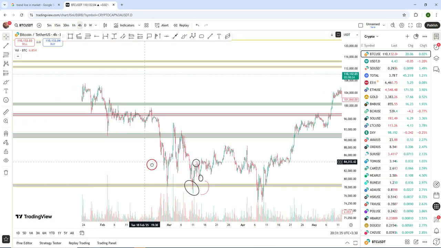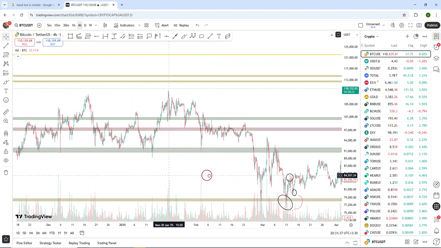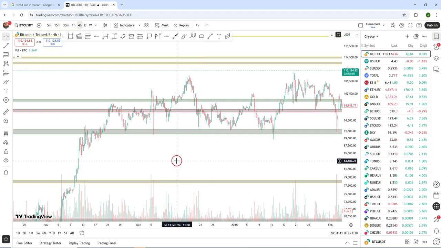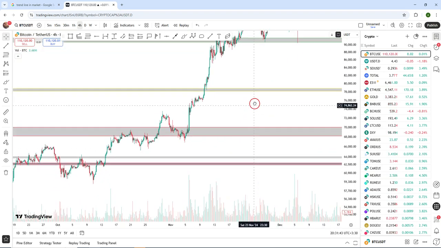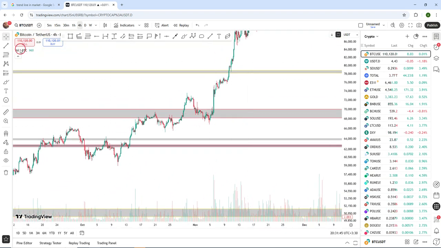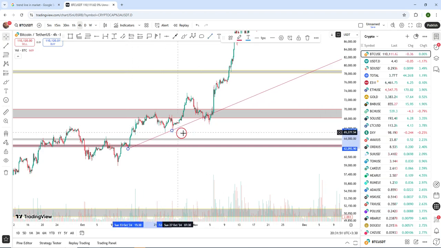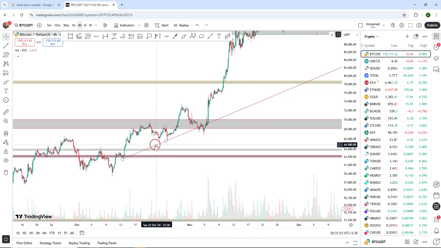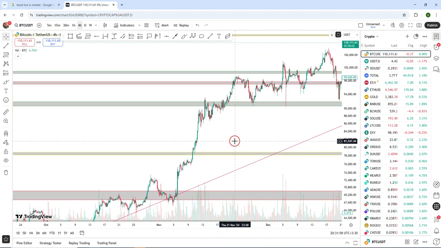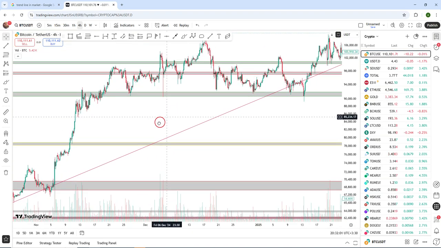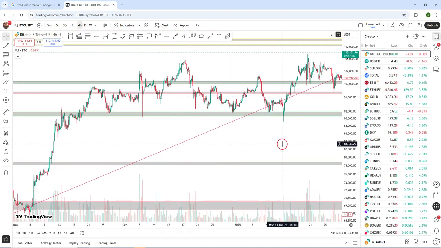Just look at the chart. As you can see, you can draw something like a trend line, for example, from here to here. I think it is good. Every time the price hits this trend line, the price is going up. I will explain in the next video about the resistance and support line that is so important.